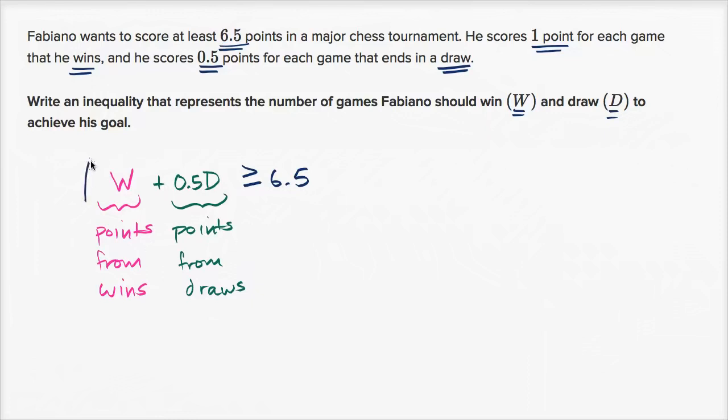And there you have it. We have our inequality in terms of the number of games he needs to win and draw. And this inequality needs to be true in order for him to score at least 6.5 points in this major chess tournament.